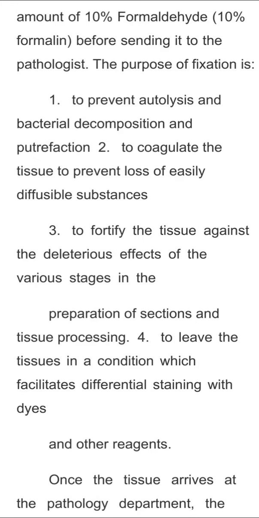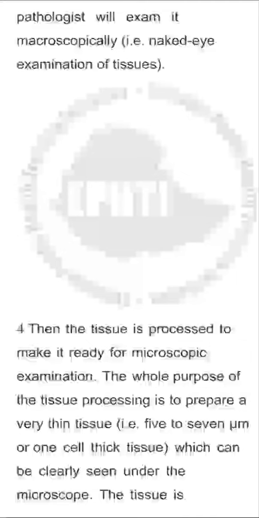Once the tissue arrives at the pathology department, the pathologist will examine it macroscopically, that is, with the naked eye. Then the tissue is processed to make it ready for microscopic examination. The whole purpose of tissue processing is to prepare a very thin tissue, that is 5 to 7 μm or 1 cell thick, which can be clearly seen under the microscope.